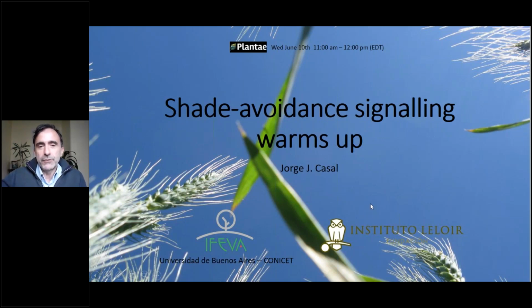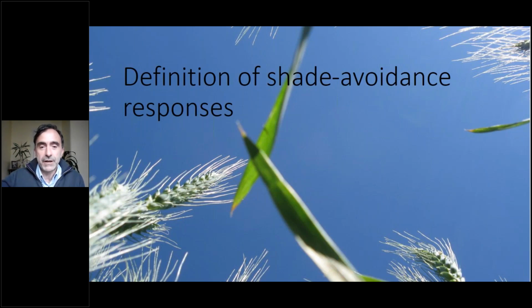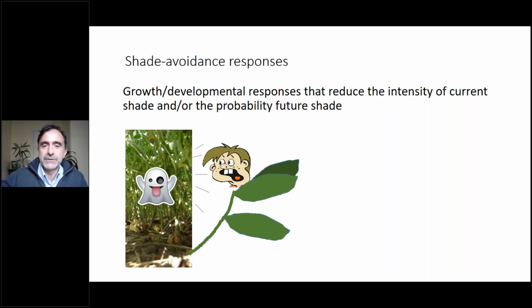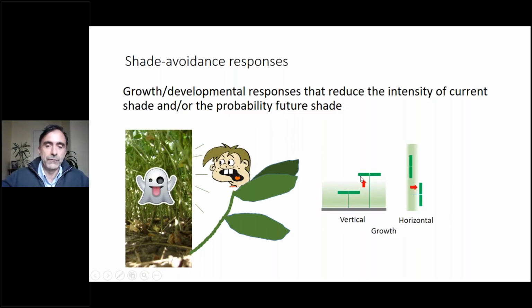Okay, let's get started by offering you a definition of what shade avoidance responses are. They are a set of growth and developmental responses that reduce the intensity of current shade and/or the probability of future shade. And we mean future because even light reflected on neighbors is enough to elicit some of these growth responses. For instance, we have the classical vertical shade avoidance responses, where the stem grows faster and that projects the leaves towards the upper portion of the canopy where there is more light. We can also mention the horizontal shade avoidance responses, where asymmetric growth of either the leaves or the stem projects the foliage towards the side where there is more light.